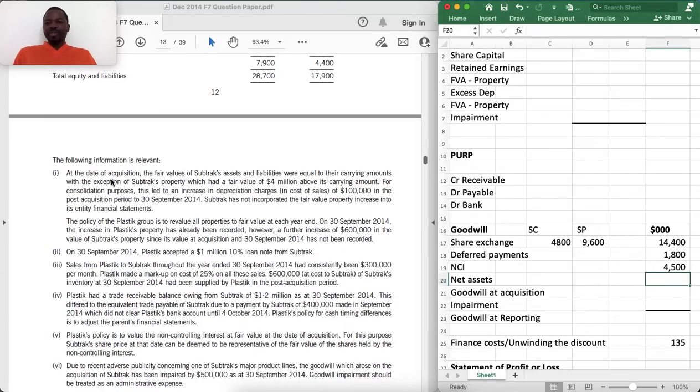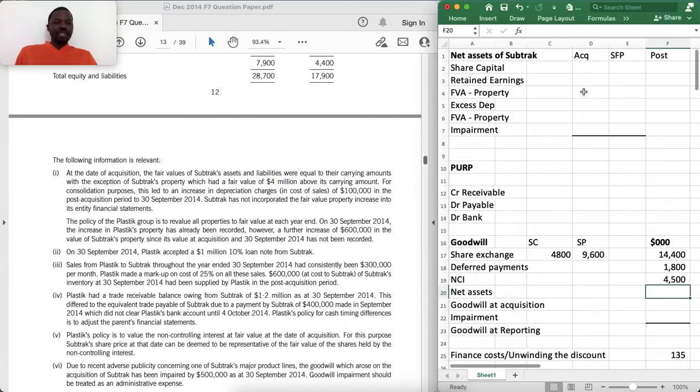At the date of acquisition, the fair value of Subtract's assets and liabilities were equal to their carrying amount, with the exception of the property, which had a fair value of 4 million above its carrying amount. So we have got acquisition, fair value of the property. We are dealing with thousands here, so it's 4,000 at acquisition. It will be 4,000 as well at the date of reporting.